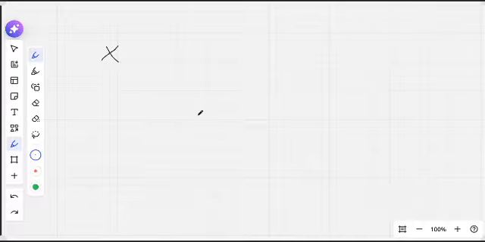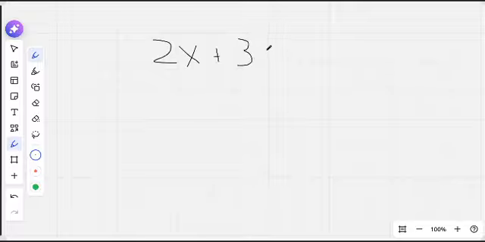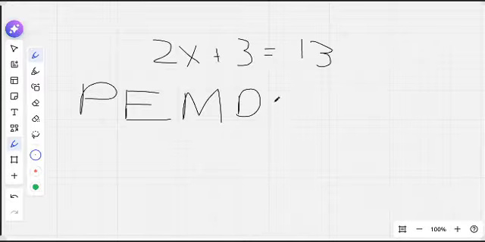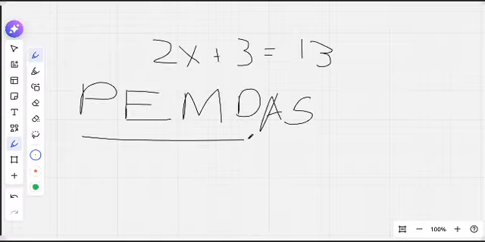Then let's move on to something a little more complicated. Let's say we have 2 times x plus 3 is equal to 13. How would we solve for x in this equation? Since there's a coefficient for x and another constant being added to the product of 2 and x, we have to do multiple steps to solve for x. A way I like to think of it is, we all know PEMDAS: parentheses, exponents, multiplication, division, addition, subtraction. When you're simplifying and computing equations, you have to follow this order.